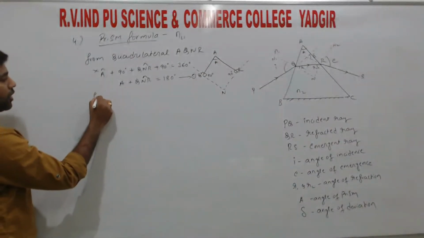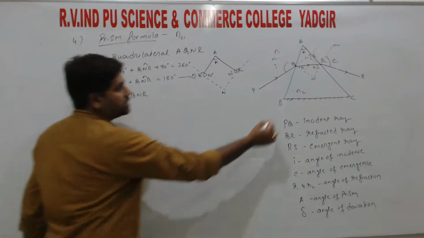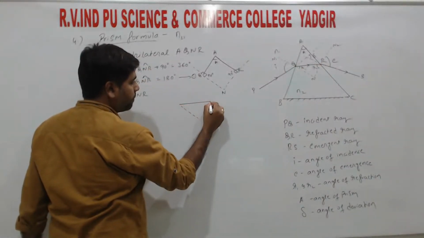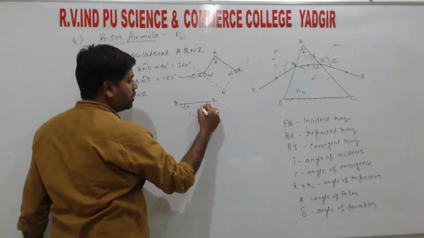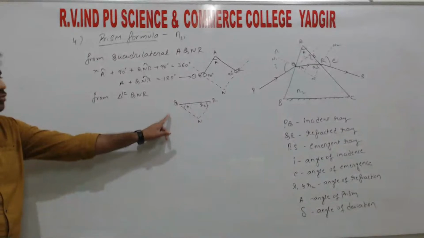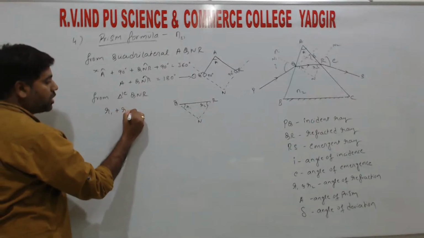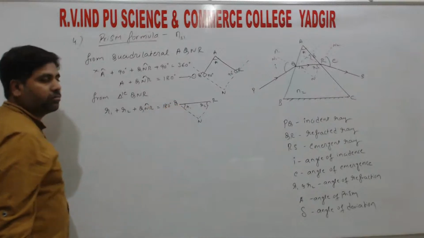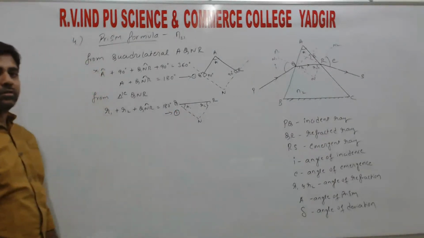So next, from triangle QNR, that means this triangle, right? So here is the angle R1, here it is R2. So this is the angle QNR. So this is in the form of triangle. So in a triangle, sum of all the three angles is 180 degree, right? So R1 plus R2 plus QNR, that is equal to 180 degree. Calling this the second equation, right?